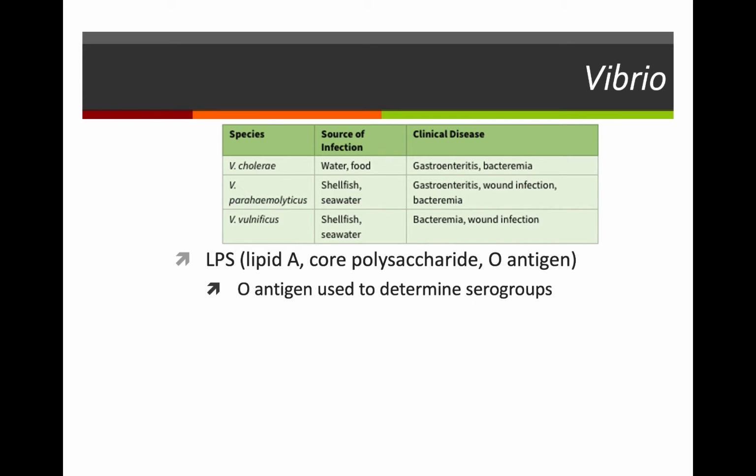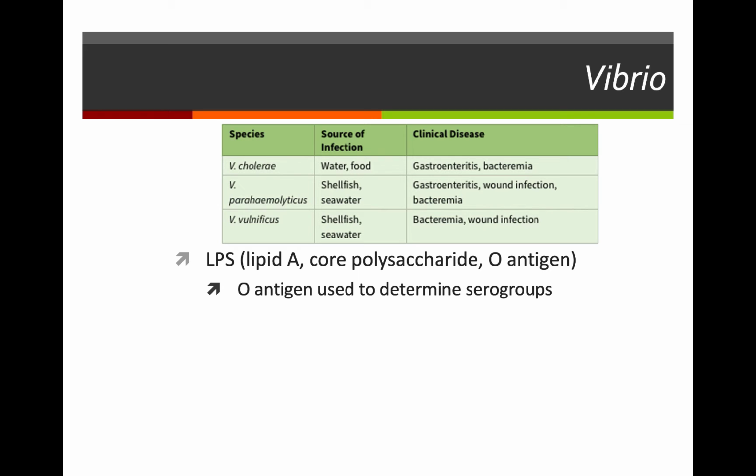The three species we'll talk about are Vibrio cholerae, Vibrio parahemolyticus, and Vibrio vulnificus. You'll see the clinical disease on the right-hand side of this table, and you'll see that all three of them can cause bacteremia. Both Vibrio cholerae and Vibrio parahemolyticus can cause gastroenteritis, and parahemolyticus and vulnificus can both cause wound infection. However, most commonly, you'll see cholera associated with gastroenteritis and Vibrio vulnificus with wound infection. That's just what we tend to see most commonly.